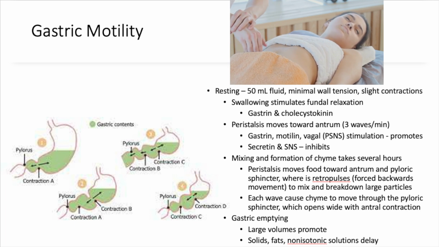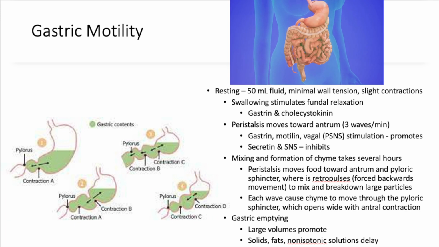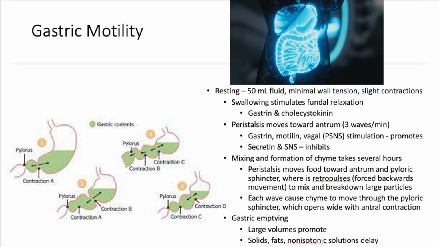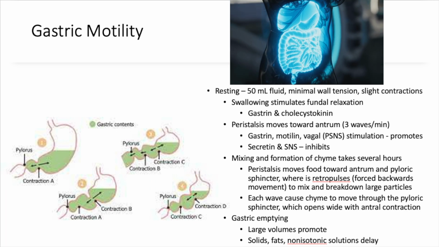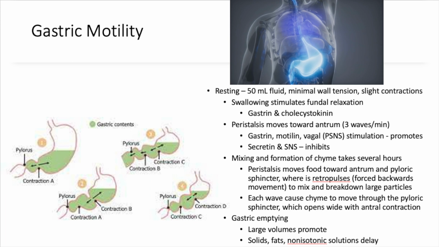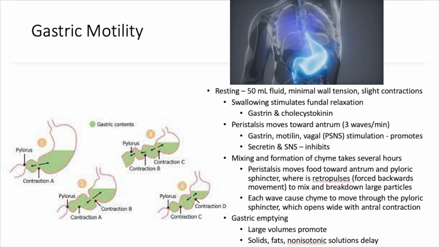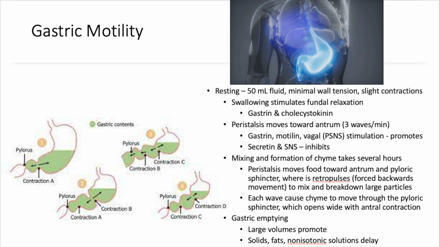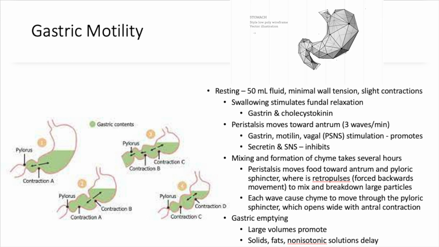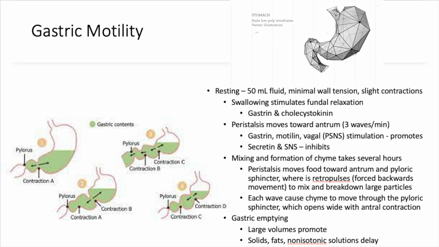This is stimulated by the nerves gastrin and cholecystokinin. Once food enters the fundus, peristaltic waves move toward the antrum. This is activated by the hormones gastrin and motilin, along with parasympathetic nervous system, PSNS, activity, and is suppressed by sympathetic nervous system, SNS influences, and the hormone secretin.